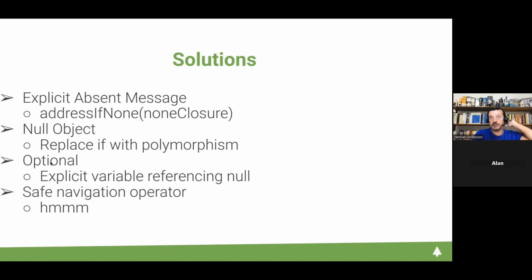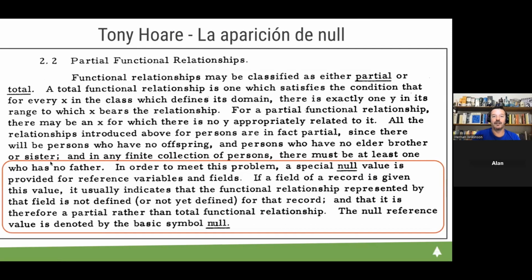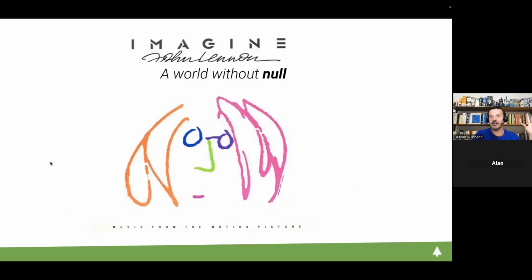Yeah, that's the heuristic. You might not agree with me, Alan. That's fine. This is a heuristic that I've been using for a long time, and it really helps. It really helps to have a world without null. I don't know, it's difficult to imagine, but it's possible.